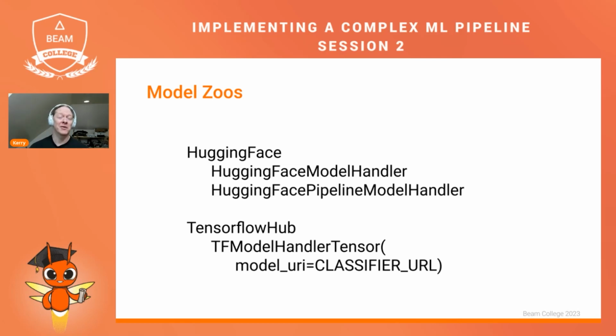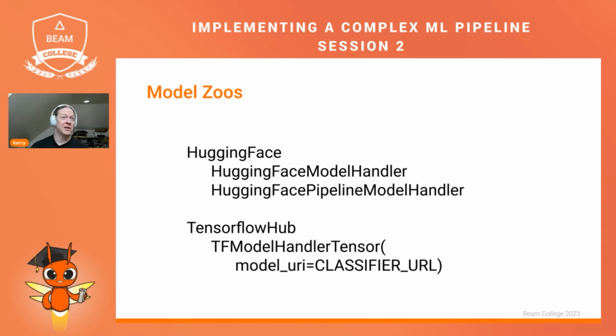The two main model zoos that we have integrated into Beam are HuggingFace and the TensorFlow Hub. HuggingFace is supported by the HuggingFace model handler and the HuggingFace pipeline model handler for the HuggingFace pipelines construct. The TensorFlow Hub is supported via the regular TensorFlow model handler, and that TensorFlow model handler takes an argument that can be a TensorFlow Hub URI.